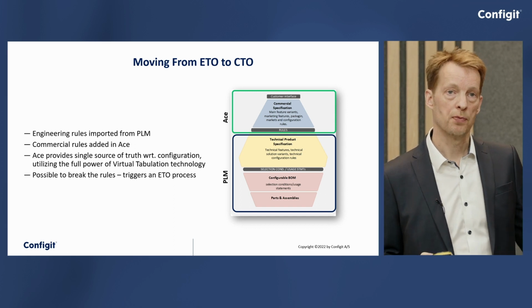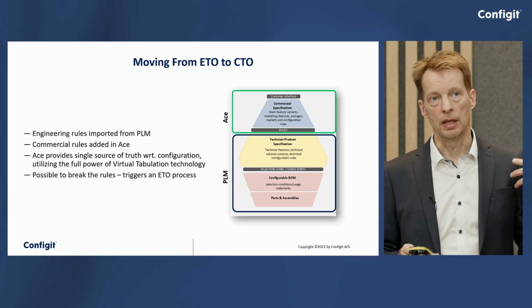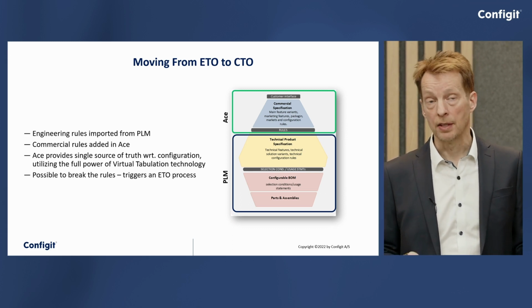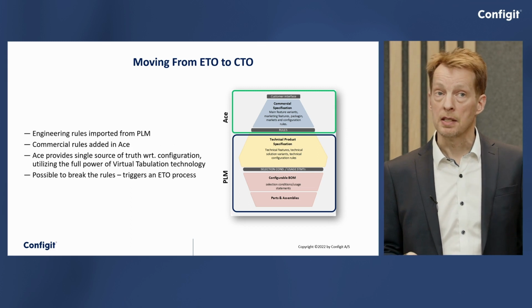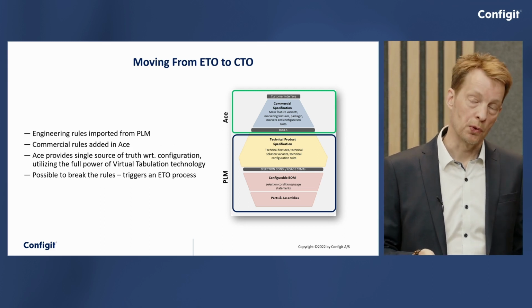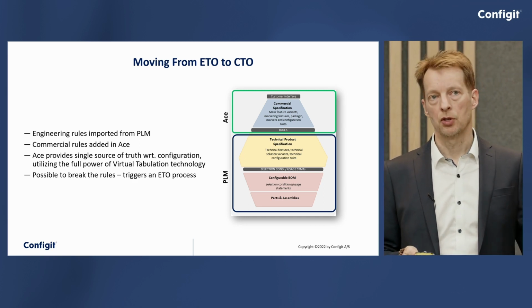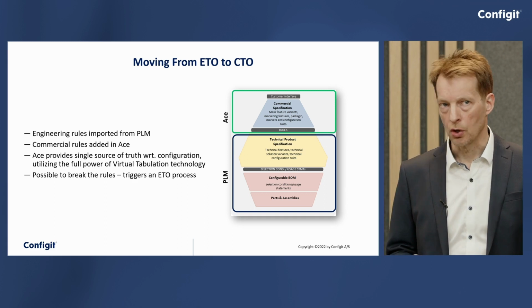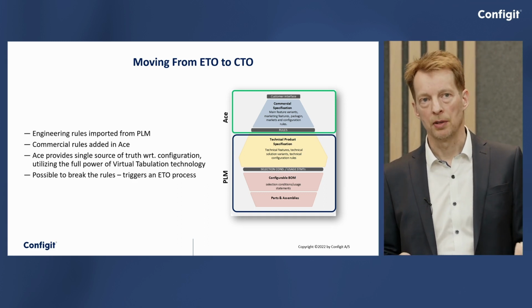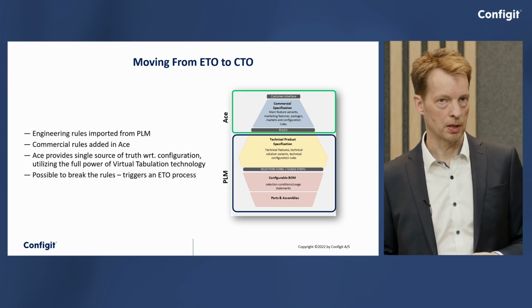A back office engineer will then be able to pick up that configuration. He will then be able to determine whether that is in fact a valid configuration. And if it is, he will add that to the set of valid configurations. So the next time around, if somebody should get into the same configuration, it will already be allowed by the rules, and it will not trigger an ETO process.